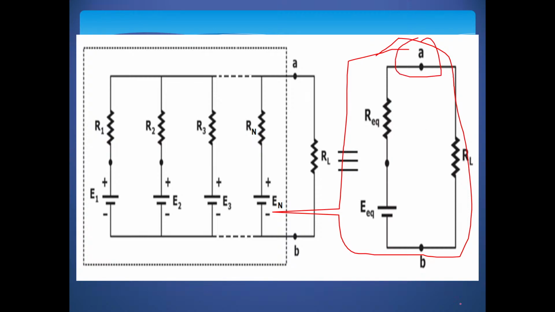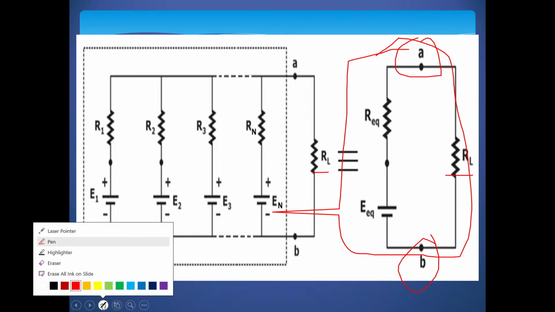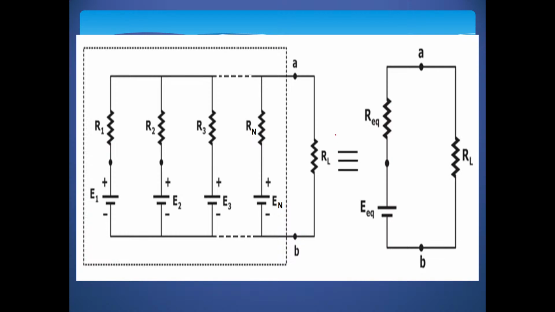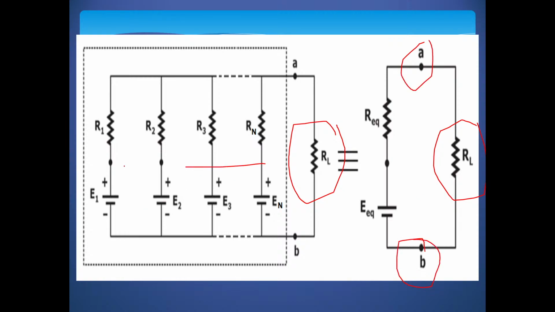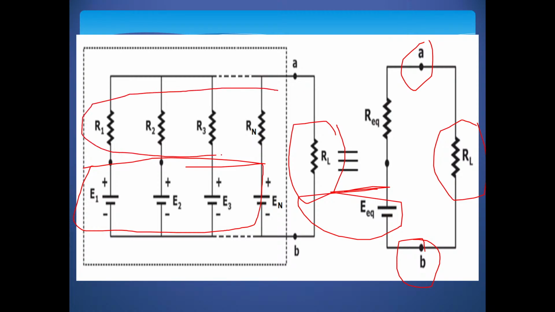So across the A and B terminals, the load has remained as it is. We didn't make any modifications in the load. Whatever load was there, you must connect as it is. The only thing you have to do is replace all the voltage sources with their equivalent voltage. You have to determine the equivalent voltage, and the internal resistances of these voltage sources must be replaced by their equivalent resistance.